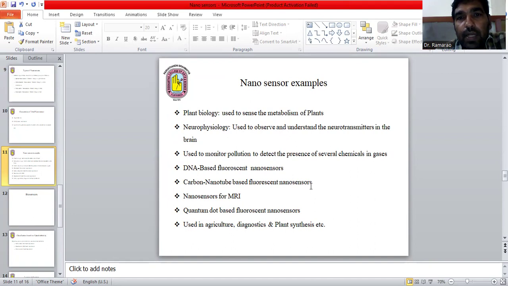So it is also used for DNA-based fluorescence, to identify carbon nanotube-based fluorescence nanosensors. And nanosensors are also used in MRI, magnetic resonance imaging techniques for treating patients. Quantum dot-based fluorescent nanosensors are used in the agriculture industries for soil testing and nutrition value testing, plant synthesis, and diagnostic purposes.